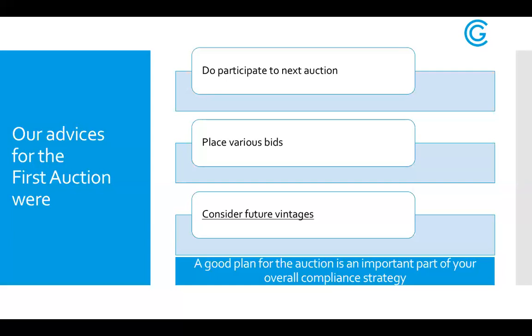Many organizations that we dealt with in the past and that we're still dealing with today still made the same mistakes of placing a single bid when they participate on the auction, usually at the reserve price, so the minimal price that they can place a bid on. And we always recommend to actually place several bids to make sure that they are not left with a shortage of allowances at the end of the auction period. And then finally, one of the recommendations that we had was to consider future vintages to acquire at that auction.